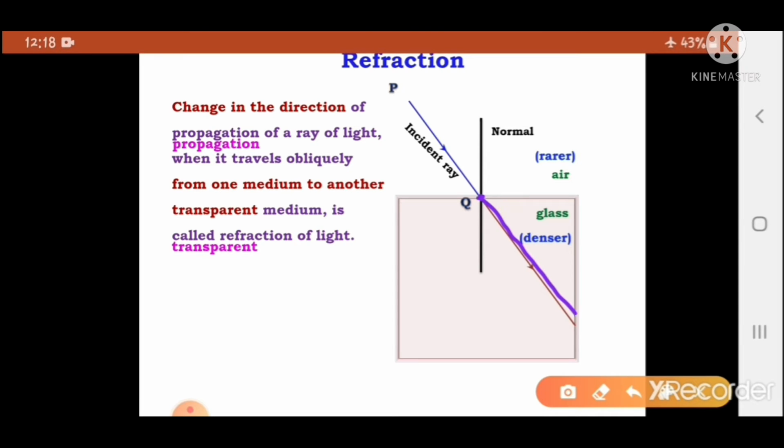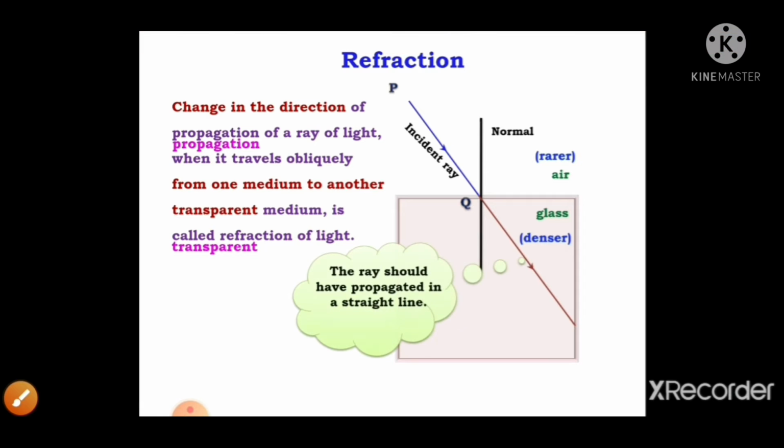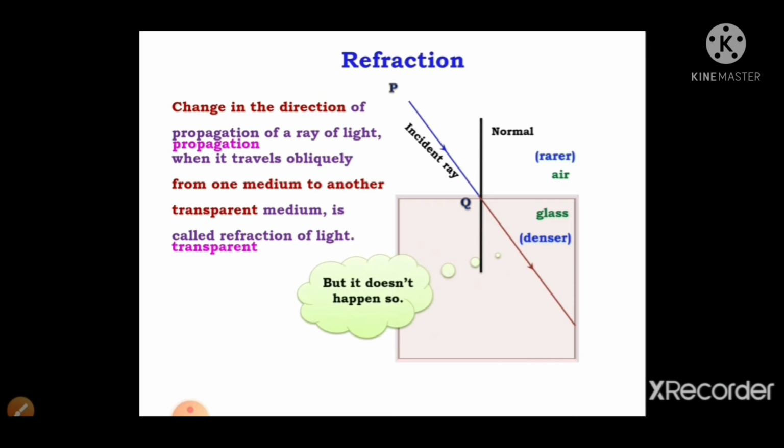It will pass in a straight line. This is our imagination, but this will not happen. As soon as light enters the glass, the direction of this light will not be in a straight line, it will change. Now how it will change, let us see that. The ray should have propagated in a straight line, right? Because the property of light says that light always travels in a straight line, but it does not happen that way. It passes in this way, it bends.